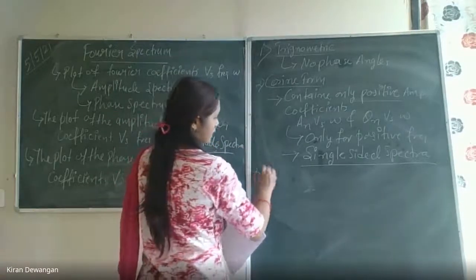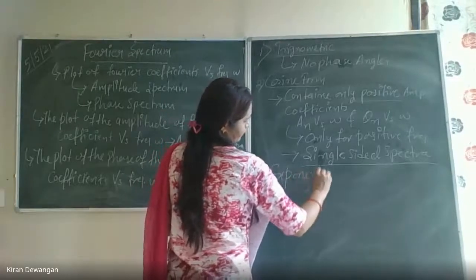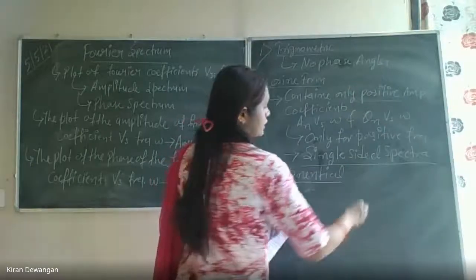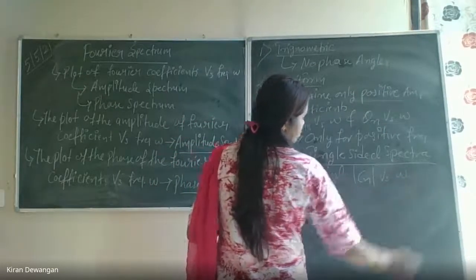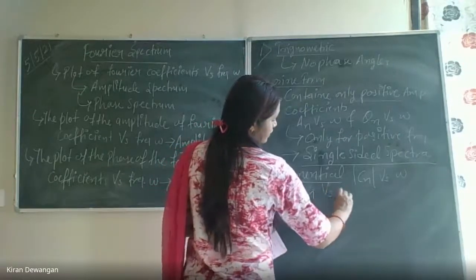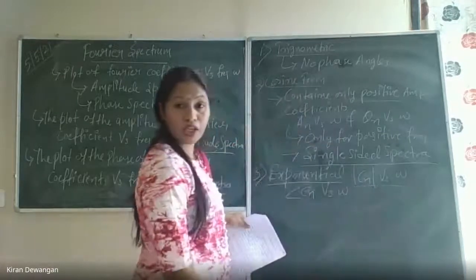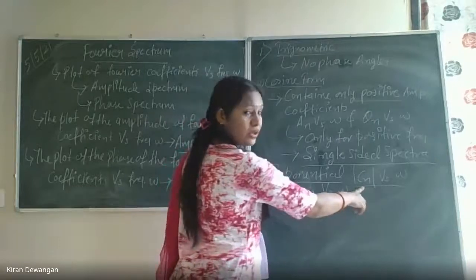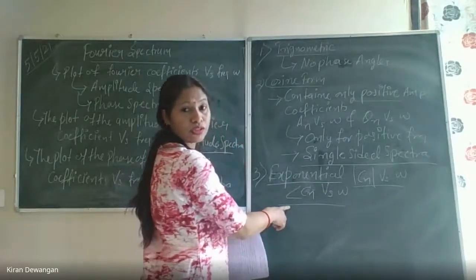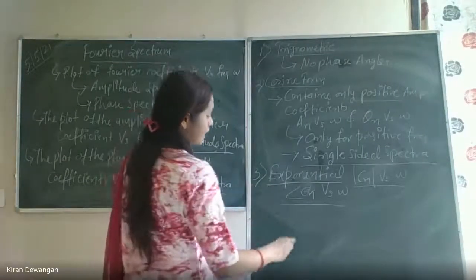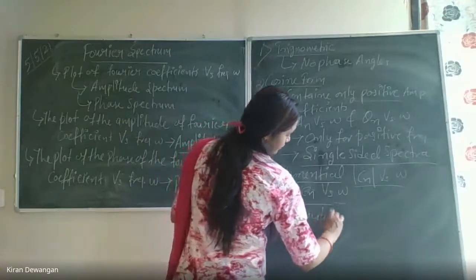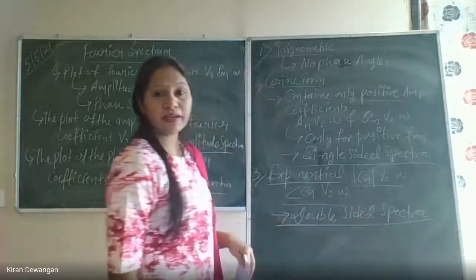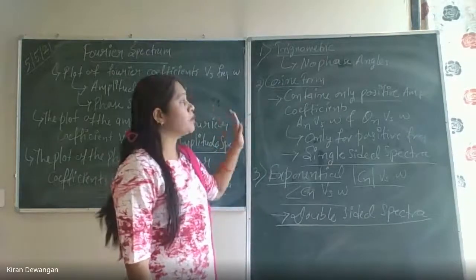Now coming to the third form, which is our exponential form. Here we will be plotting the mod of Cn versus omega and the angle of Cn versus omega. This also holds for both sides of frequencies, so here we can plot everything for both sides of frequencies, and hence we will be getting double sided spectra.